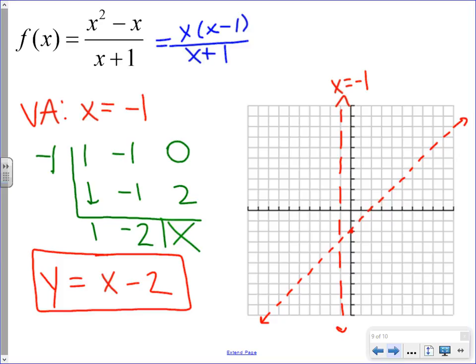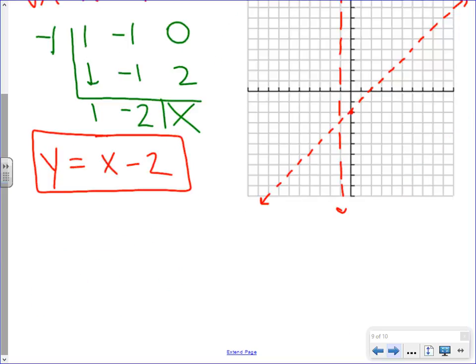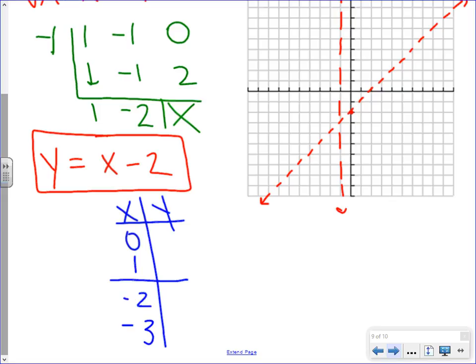You guys got your IDs today? Okay? There's our asymptote. Looks pretty funky, right?